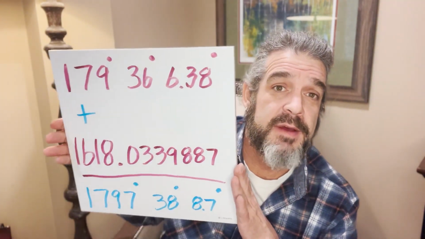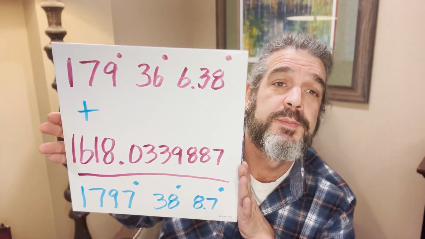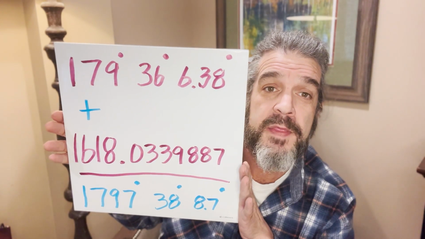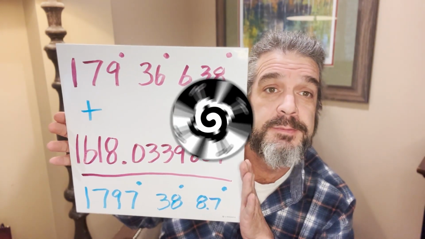All right, I got a couple more examples for you. Here's the next one. 179 degrees. You all saw how we got that. Let's add the thousands, okay? 1618. So we add all those together, we end up with 1,797 degrees. Let's call those days.